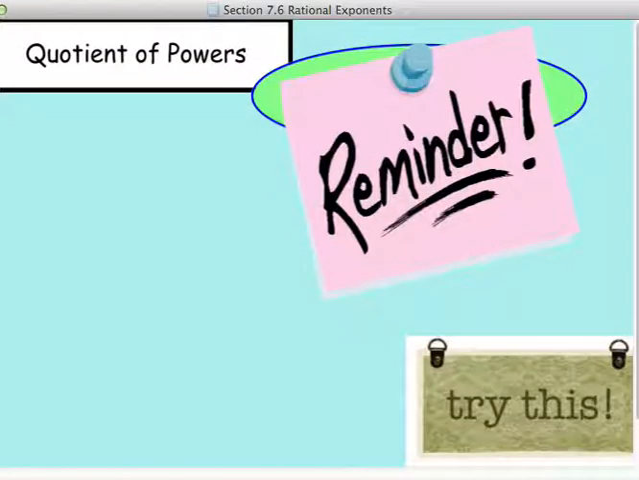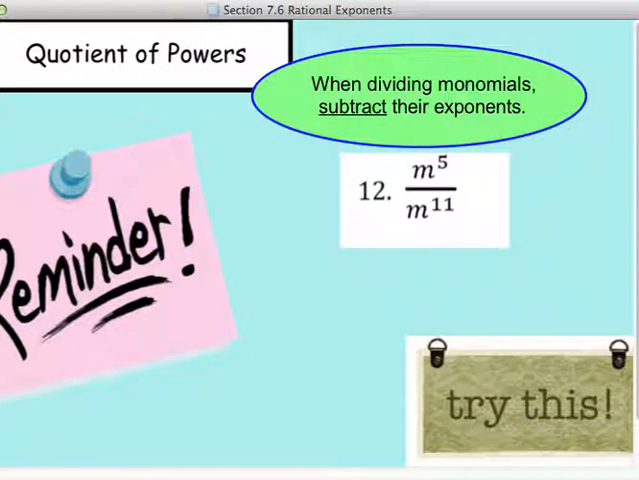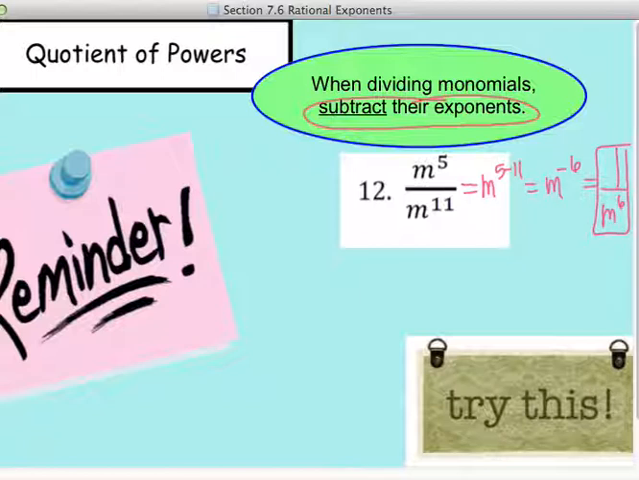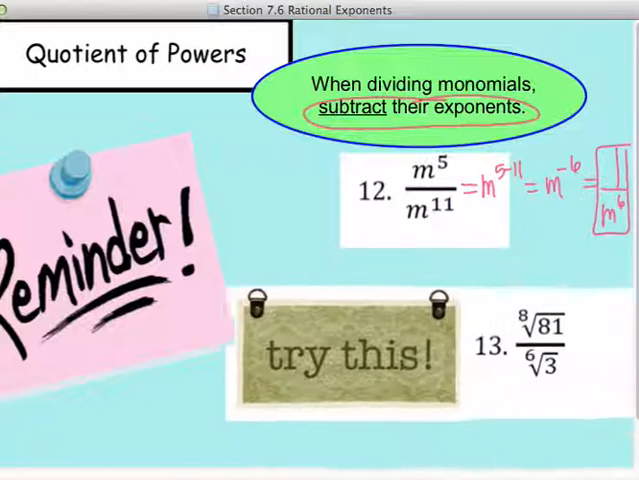The next one we're going to look at is the quotient of powers rule. So remember, with quotient, or when you're dividing, you subtract the exponents. So in this case, I would have m to the 5 minus 11, which is m to the negative 6. And then also remember, if I have a negative exponent, I put it in the denominator. So it's 1 over m to the 6th. Here's another one.